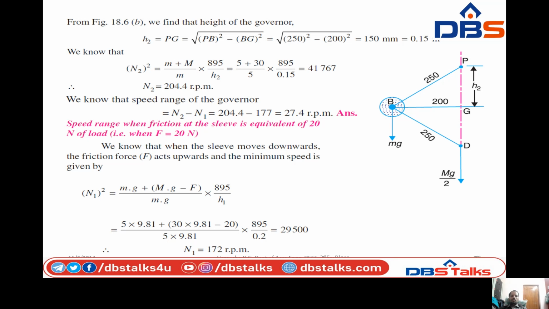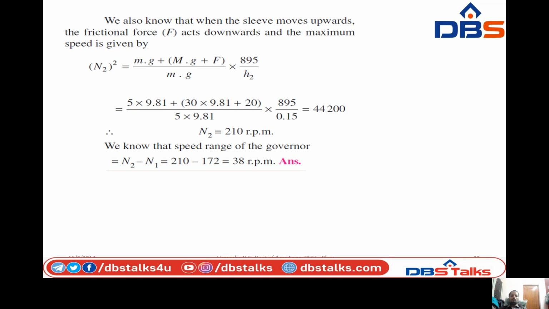By substituting that, we get the minimum speed, N1 squared, as 29,500. Approximately by rounding off, that is 172, the minimum speed. And in the same way, we have to get the information for the maximum speed.